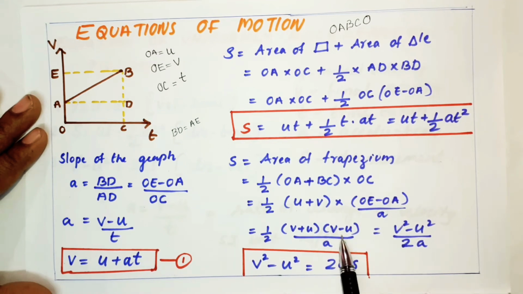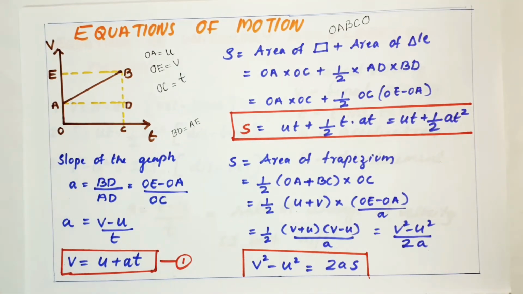This is in the form of a plus b into a minus b, that is a square minus b square. That is v square minus u square by 2a. Cross multiply: v square minus u square equals 2as. This is the equation connecting velocity and displacement.